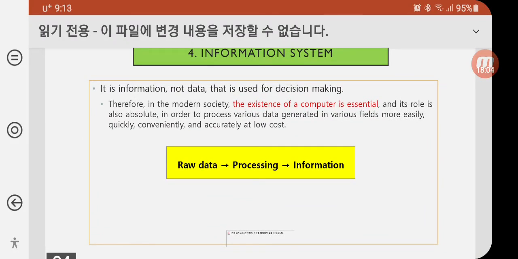Information system. It is information, not data, that is used for decision making. Therefore, in modern society, the existence of a computer is essential, and its role is also absolute, in order to process various data generated in various fields more easily, quickly, conveniently, and accurately at low cost.